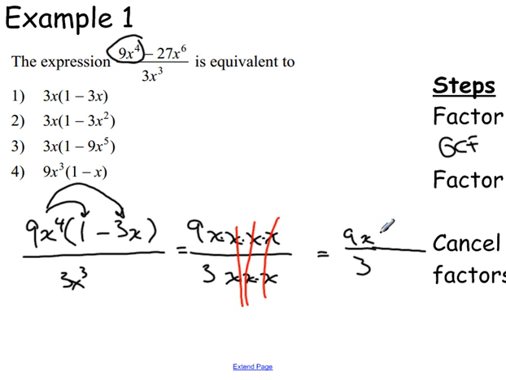And then I've got this bubble here, 1 minus 3x squared. But then I could simplify this even more. 9 over 3 is 3, so I get 3x times 1 minus 3x squared. So the answer is choice 1.